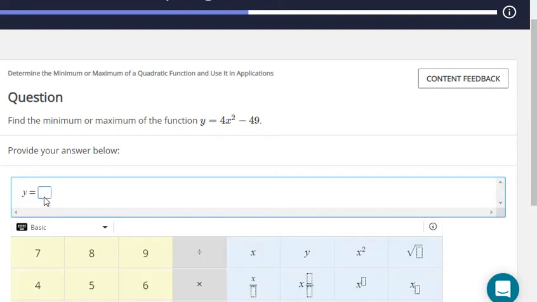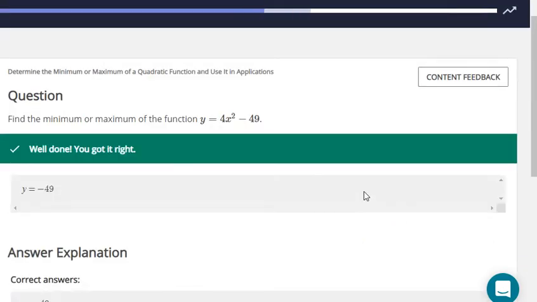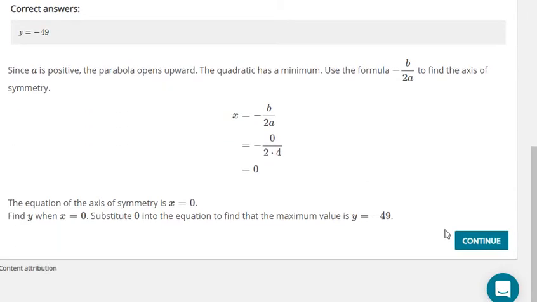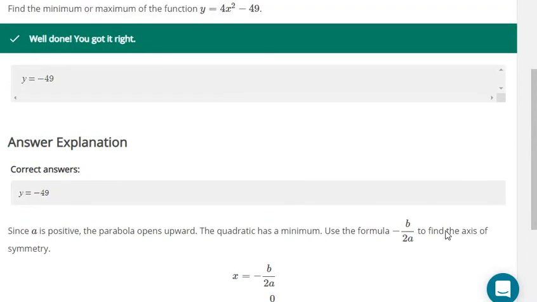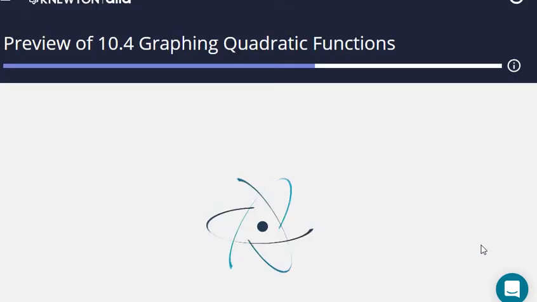So negative 49. And submit. Nice. It says I'm awesome. I mean, it says I got it right. That was close. Same thing.